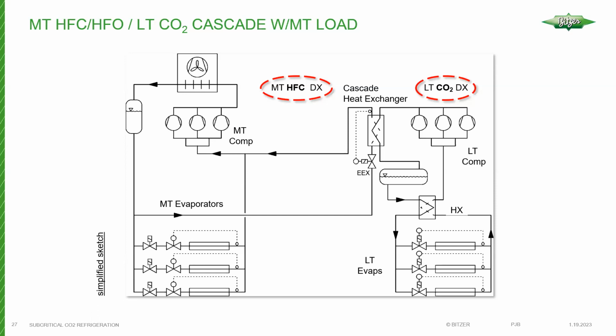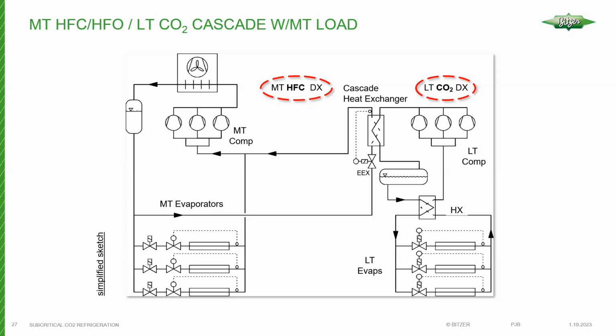Another possible layout is similar to what we just saw with the cascade circuit. And this is a cascade circuit. The only real difference here is that your high stage circuit, in addition to being coupled to the low stage, so it handles all of the heat from the low stage, also serves medium temperature loads. So this could be a supermarket or any kind of application, in fact, where there are low temp and medium temp load requirements that need to be served. So the medium temperature compressors will handle not only the heat absorbed by the medium temperature evaporators, but also the heat rejected by the low temperature system.